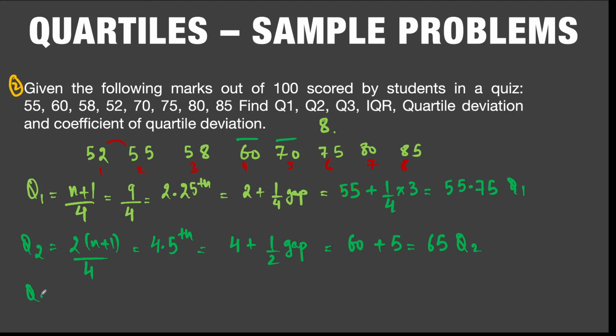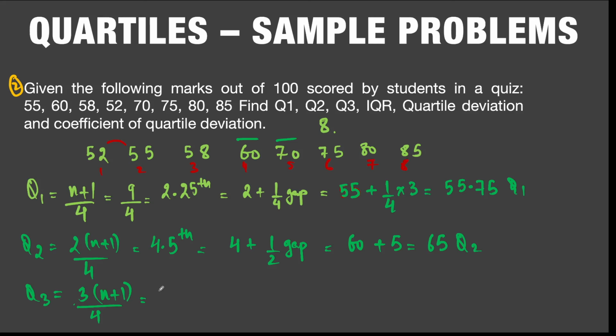Talking about Q3, I'm solving all the variables. I'm solving out the answer for all the questions only and only for you guys. 3 times (n plus 1) whole upon 4th term. So n plus 1 is nothing but 9.